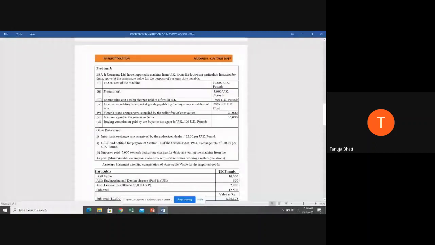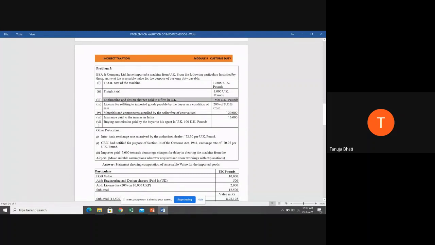Next, engineering and design charges paid to a firm in UK, 500 UK pounds. Can you all tell me, students, should this be added to FOB? Is this covered under rule number 10?